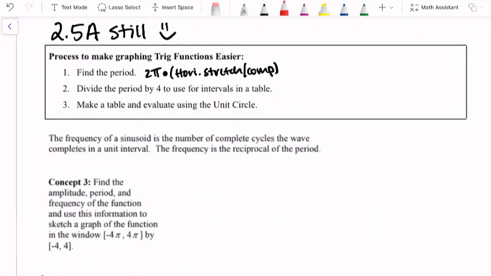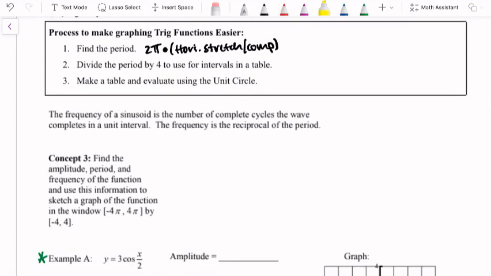Then we're making a table and evaluating using the unit circle. Once we have our table, we're going to plug things in, find some outputs, and then graph it and we're going to be happy. Before we do that though, I am going to introduce one new vocab word. The new word is frequency.